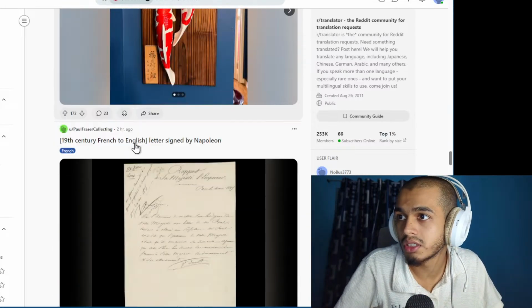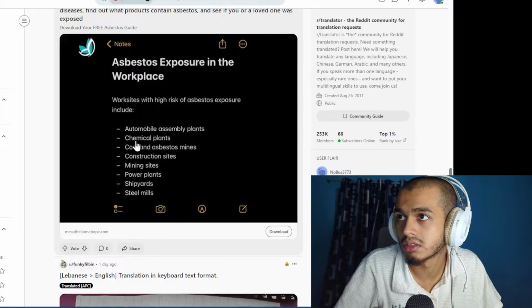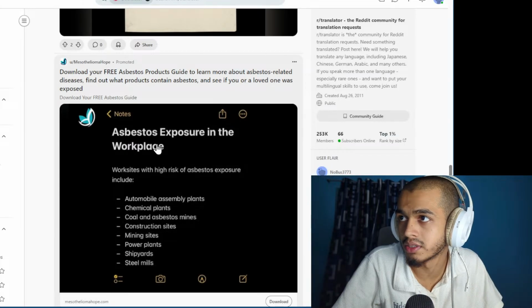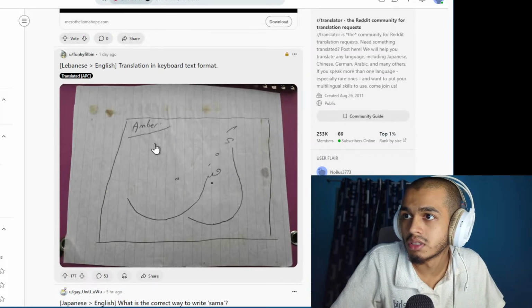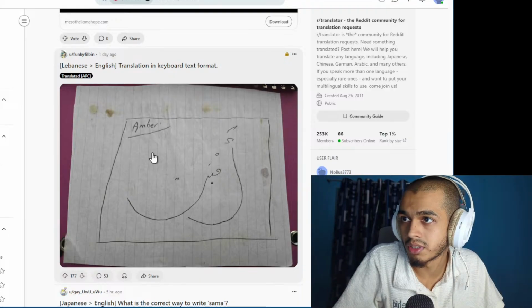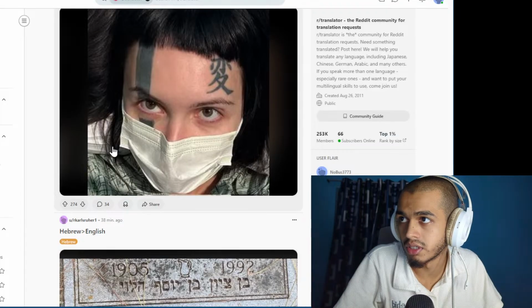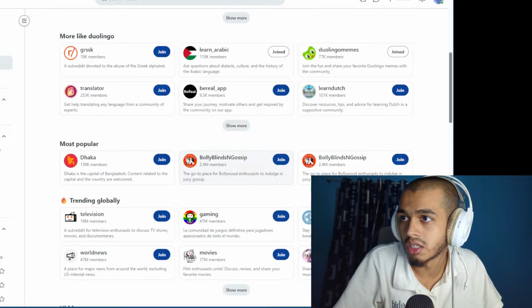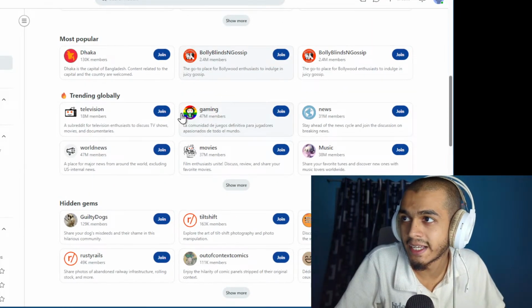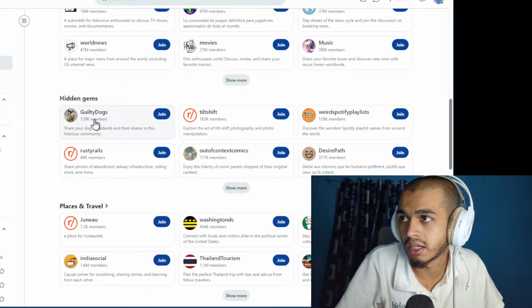Ooh, translation. Absolute exposure in a workplace. Okay, Lebanese translation in keyboard text format. I don't know. Lots of language out there. Hebrew. Gaming, television, world news, movies, music. Okay, I don't like that. Hidden gems. Desire paths. What is desire paths?